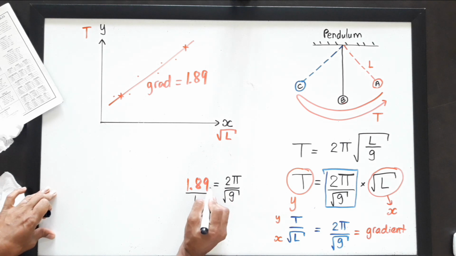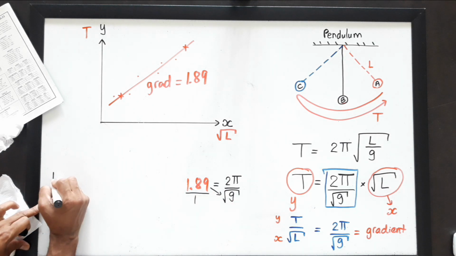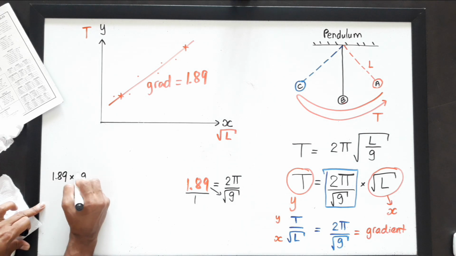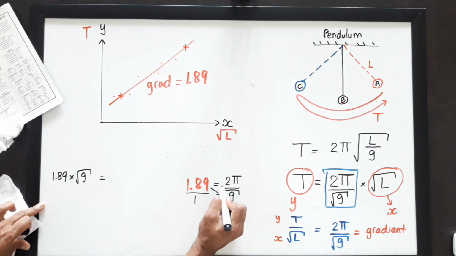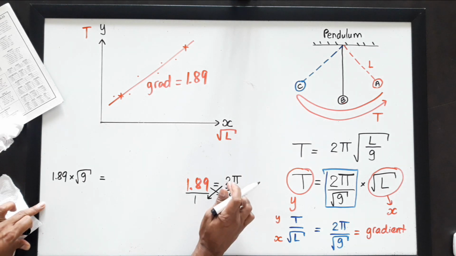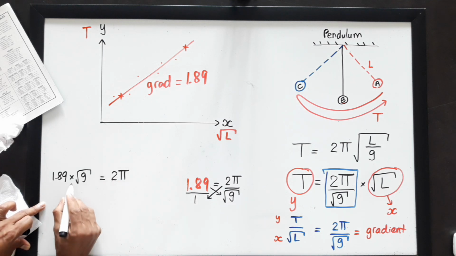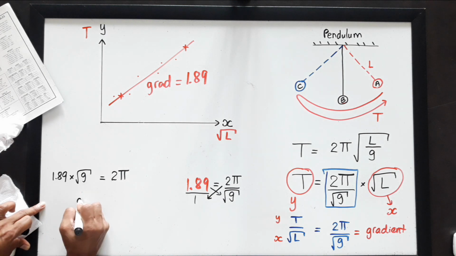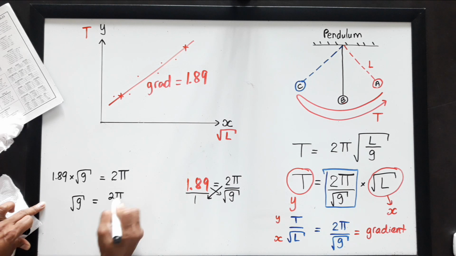Let's multiply this first. 1.89 multiplied by the square root of g is equal to, we're going to cross multiply this diagonal now, 2 pi multiplied by 1 is just 2 pi. Let's solve for g. Between here and here is a multiply. Throw across the multiply, you will get a divide.